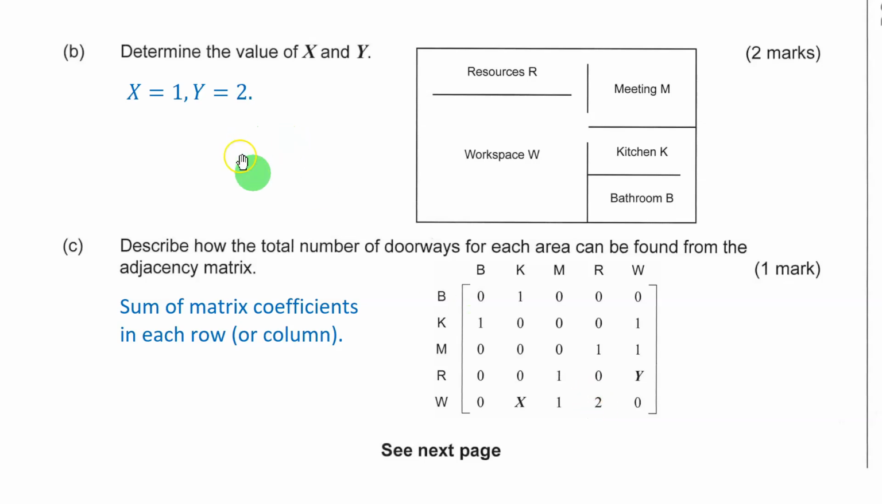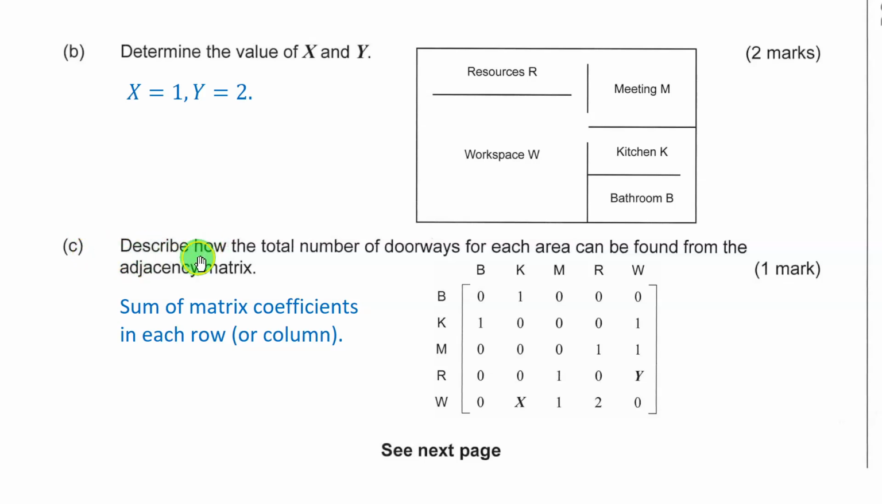Or you could just work it out and say, right, how many doorways between, so X is between W and K. So W is here and K is there. There's 1 doorway. And then R to W, the resources to workspace, there's 1 door at the right end and 1 door at the left end. So that would be 2. A couple of ways of doing it.